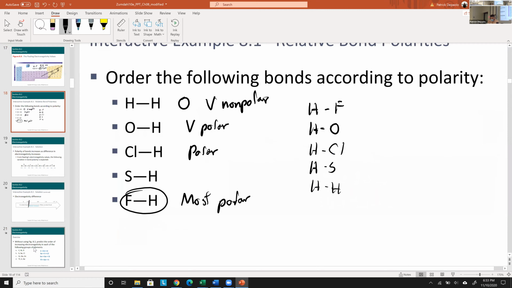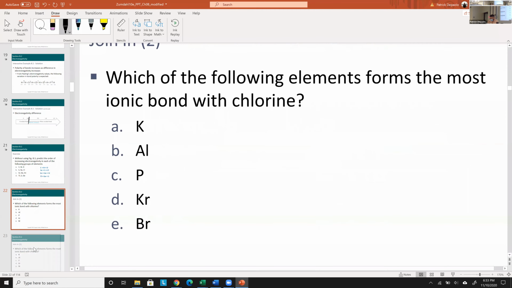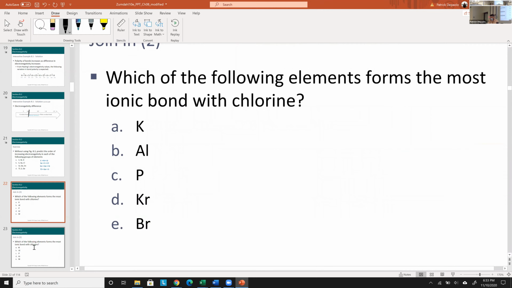All right. Cool. Oh, that's a good one. Which of the following forms the most ionic bond with chlorine?